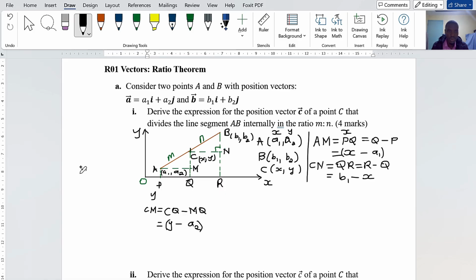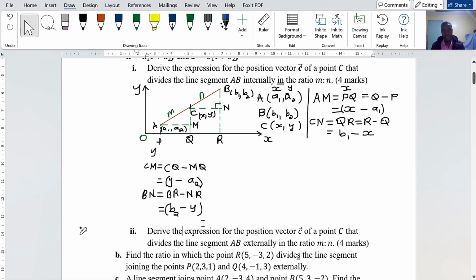Now we continue to the vertical distance BN. Now BN will be the total vertical distance, which is B2. Okay, let me write the formula first to avoid shortcut. BN will be BR minus NR. The distance from B to R minus N to R. Now the distance from B to R is B2. Now the distance from N to R is the same as C to Q, which is Y. Now you have equipped yourself with the positions of what you want to derive.